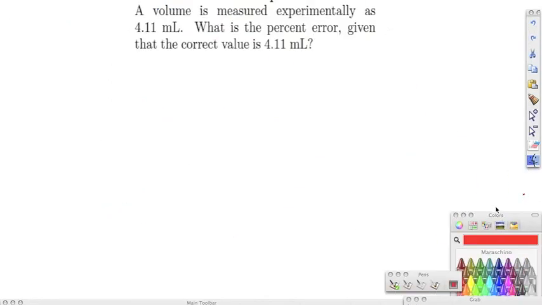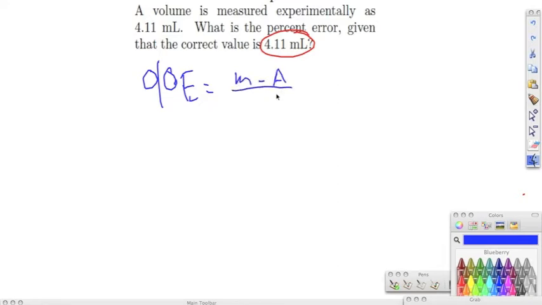Okay, guys, working the next one out, it says a volume is measured experimentally as 4.11 milliliters. What is the percent error given that the correct value is 4.11 milliliters? Main thing here that we got to remember is that the equation for percent error is our measured minus our accepted, all over our accepted, times 100. We can find this on our formula chart, guys. Usually we take the absolute value of this just so that we don't get a negative value here.